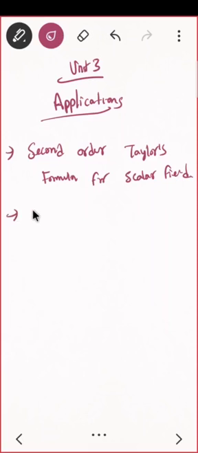The second topic is differentiability of vector field. Finally, of vector field. You'll see the relation. Third is mean value inequality for vector field.